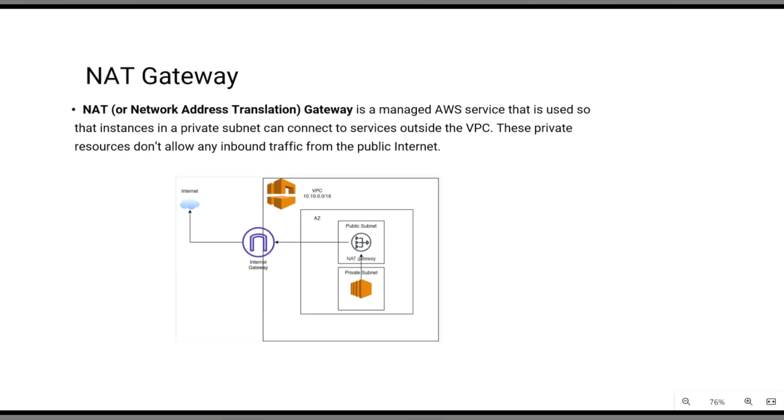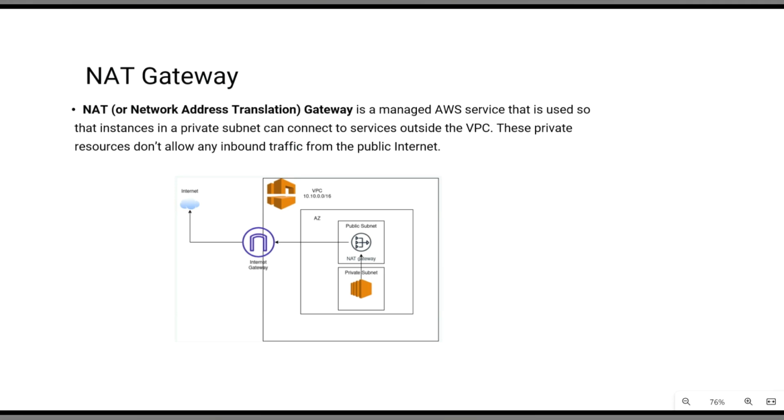NAT Gateway, which is also called Network Address Translation Gateway, is a managed AWS service that is used so that instances in a private subnet can communicate outside the VPC. These private resources don't allow any inbound traffic from the public internet.